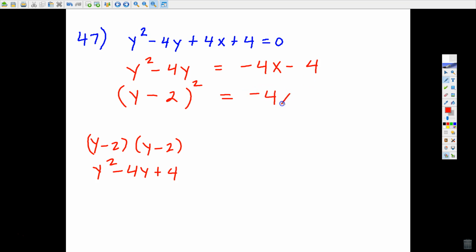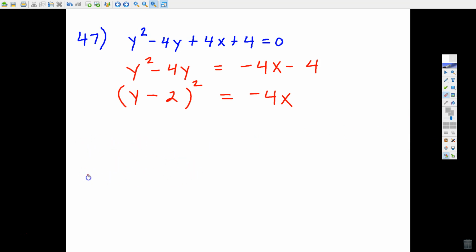Negative 4x, okay? I just wanted to do this little step so you'll see why this balancing is necessary. When you complete the square, you're going to be adding whatever this number squared is to the right side. You've already done it on the left. Okay, now we're pretty much back to where we were.